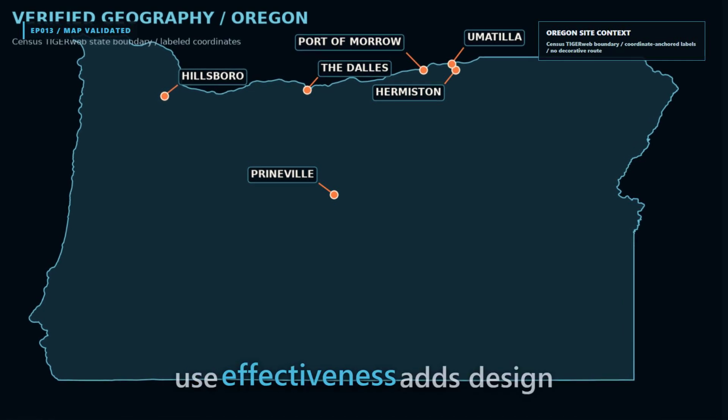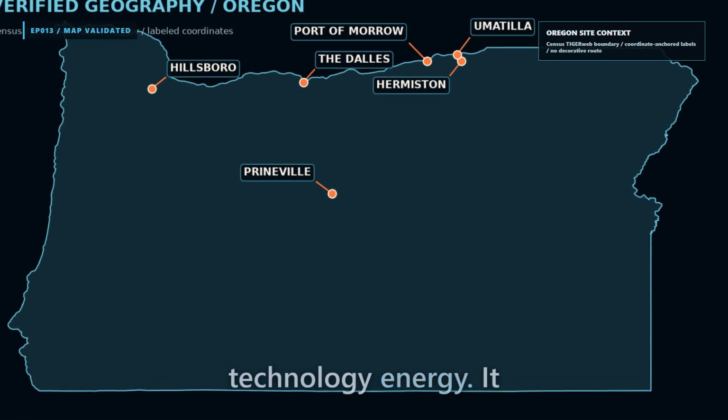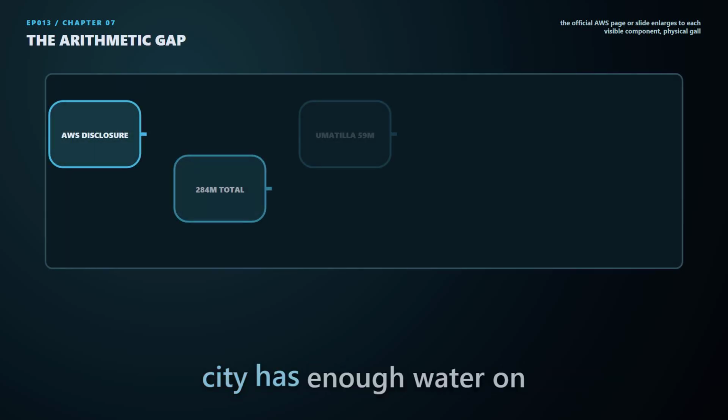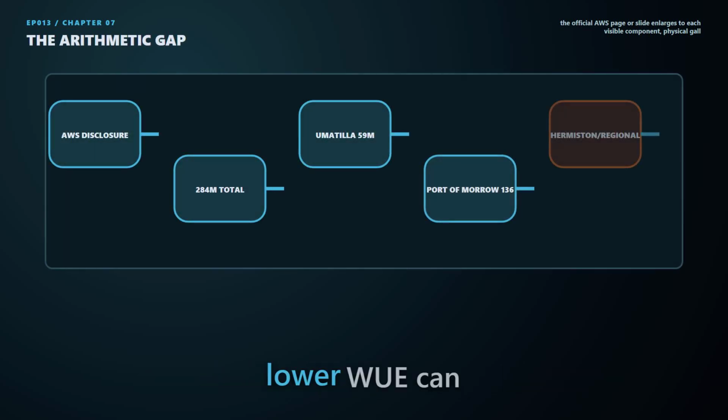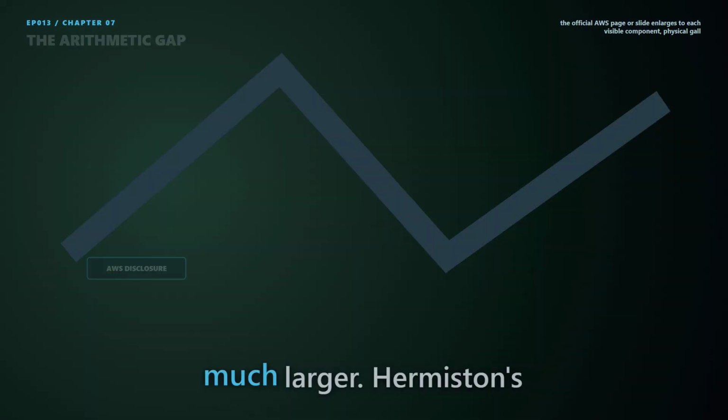Water use effectiveness adds design context by relating consumed water to information technology energy. It can show that one cooling design uses less water per unit of computing. It cannot reveal whether a particular city has enough water on its peak day, and a lower WUE can coexist with higher total use if the campus becomes much larger.